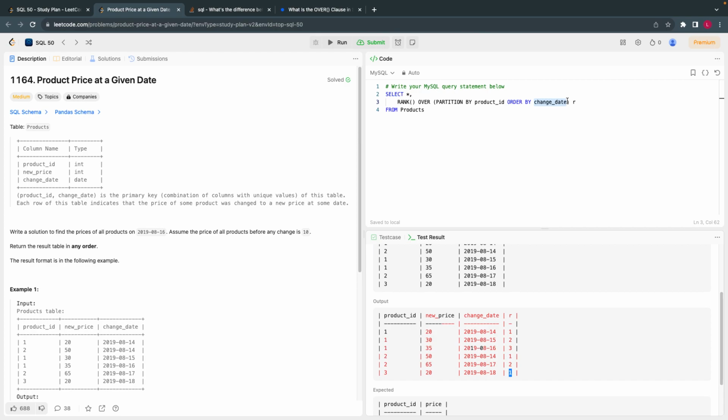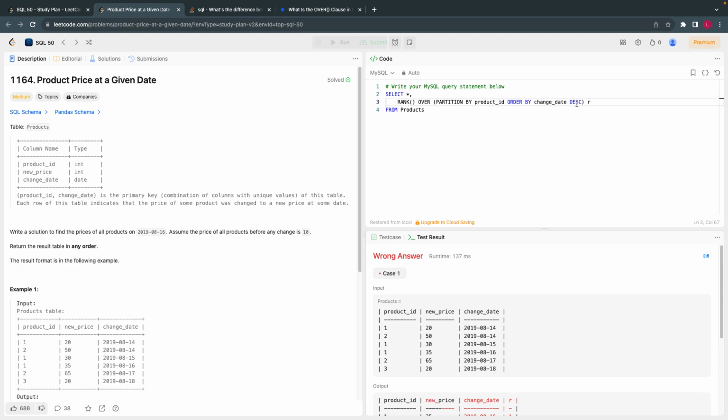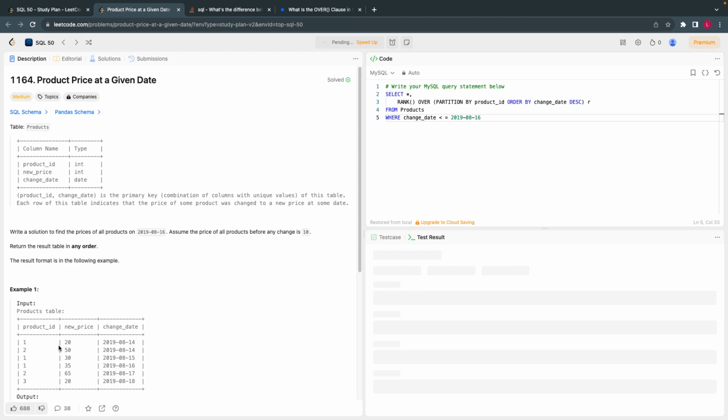So instead of that, what I'll do is I'll just reverse the order. I'll just say descending order, which gives me whichever has rank 1 for each of the products. Wherever there is a rank 1, I'll just take those ranks. So which gives me half of the problem. I'll also have to mention in the where clause change date less than or equal to this date, which is the date they are asking us to use.